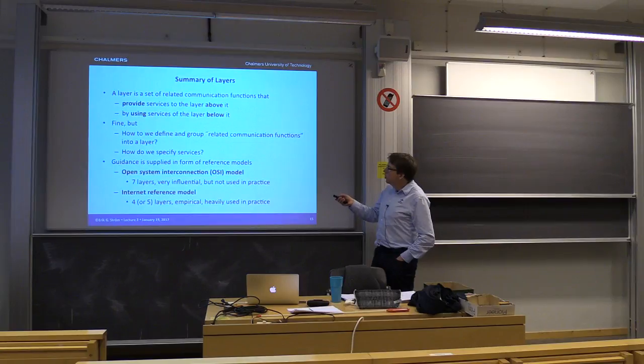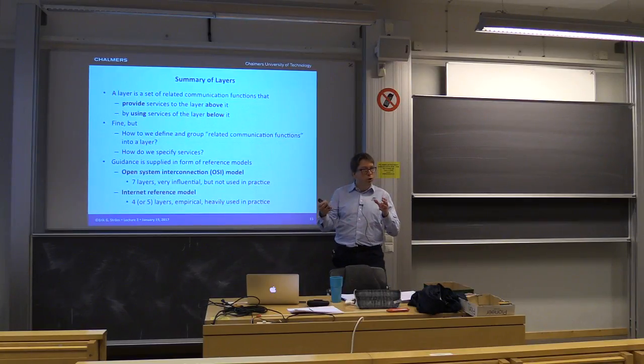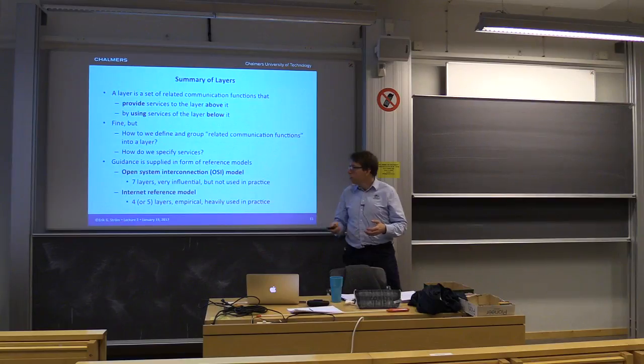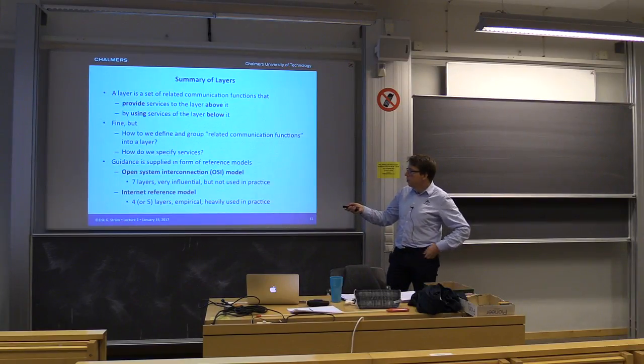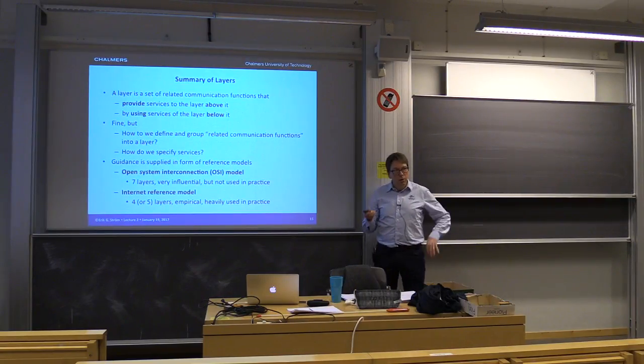Okay, now let's go on and look at services in more detail, and how one can structure these layers. What are the functions, and in what layer do these functions belong? Here there are two main approaches. One is called the Open Systems Interconnection model, the OSI model. It's a reference model that has seven layers in it.